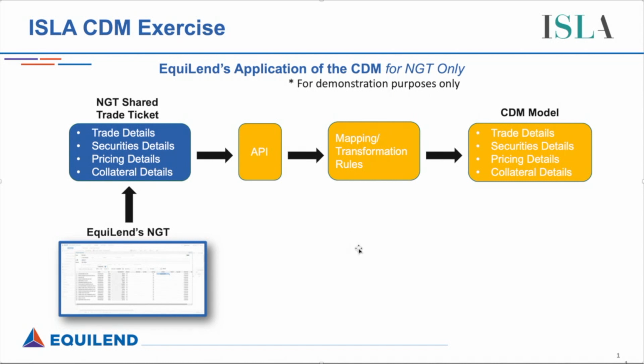When an EquiLend shared trade ticket in native format is sent to the CDM API, the mapping rules are applied individually to the received data field to first validate the data element and then to transform and map it to the appropriate CDM field. Once all the fields have been processed, the API sends a response back to EquiLend with the results of the mapping.